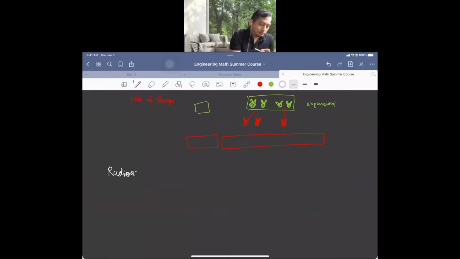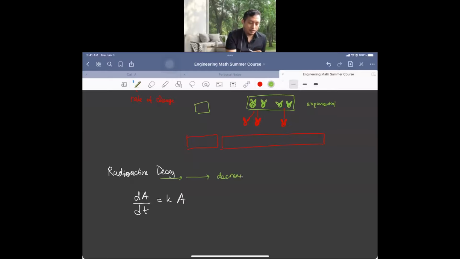Another one is radioactive decay. We have dA/dt equals kA. It's actually similar to what we have in populations, but the difference is that decay means it's decreasing. In population we see an increase in numbers, and in decay we see a decrease in numbers. So k can be positive or negative here. This we call decay, and this we call growth, or increasing.